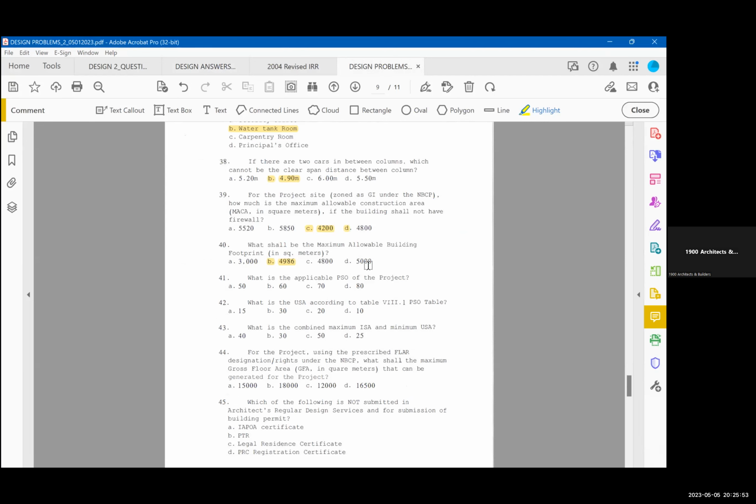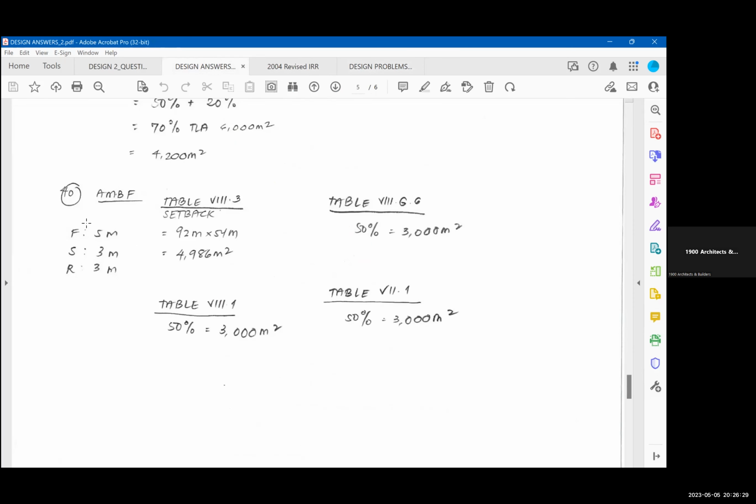So, ito yung sample question na yon. So, yung what shall be the maximum allowable building footprint. Ito, parang kulang to. Sa questionnaire sa exam, hindi niya sasabihin ganito lang para malito kayo. Para hindi nakakalito, lagi niyang sasabihin based on Rule 8 or Table 8.1 of Rule 8. Okay? So, ang sinagot ko dito is kinuha natin yung based on the setback. Kaya siya naging 4,986.